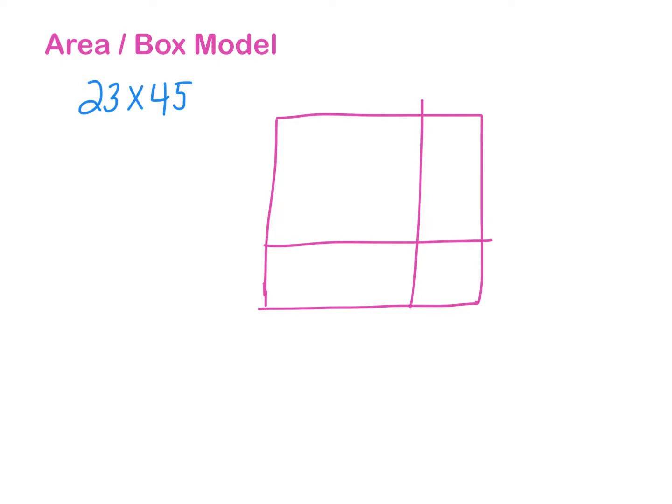Our first problem will be 23 times 45, and we're going to do this with our area model. First we're going to separate 23 into 20 and 3, then 45 into 40 plus 5. When you multiply 40 times 20, it's the same as saying 4 times 2 is 8. But these are tens, and so 10 times 10 makes hundreds.